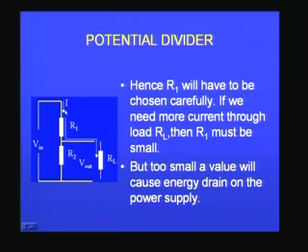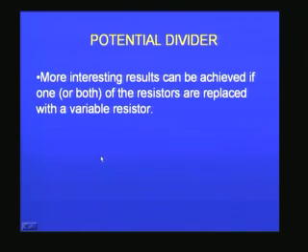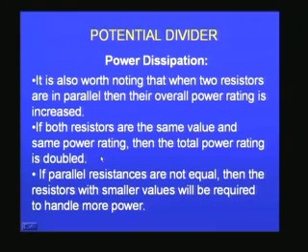I also mentioned to you in the potential divider the current flows through R1, and therefore one has to choose carefully the value of R1. We can also have the two resistors replaced by a variable resistor if necessary, that is also possible. And then the last point which is very important in potential divider is with reference to the power rating, power dissipation.